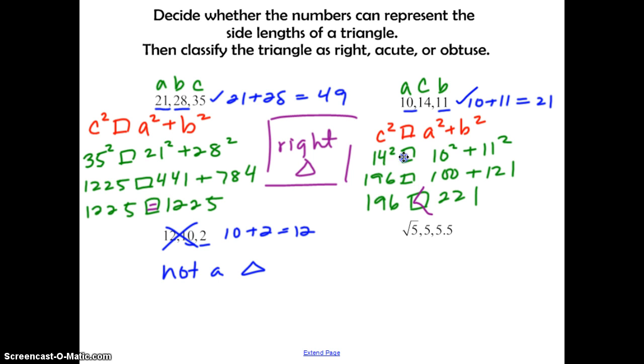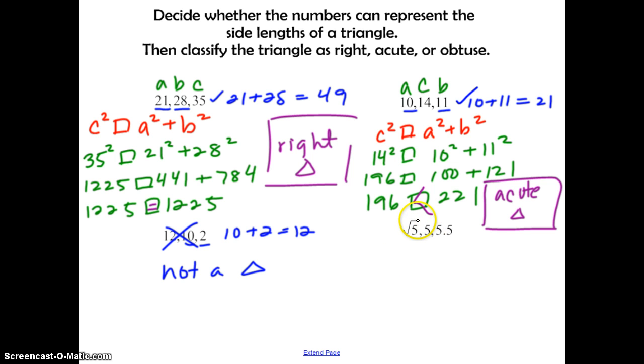Now, 221 is bigger than 196, so that means that c squared is going to be smaller than a squared plus b squared. This means we have an acute triangle. So when c squared is smaller, it's acute. Let's check the last one.